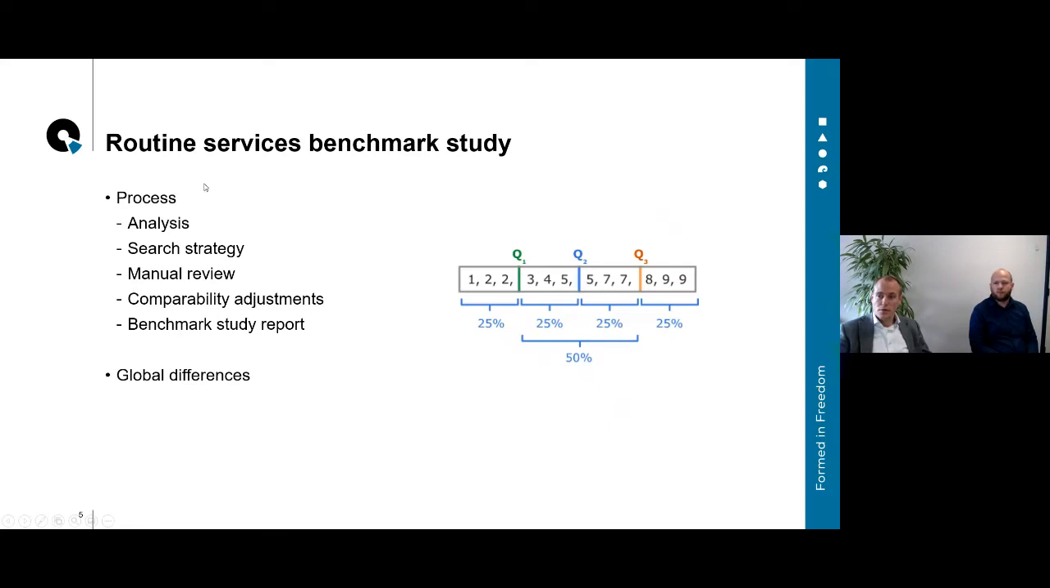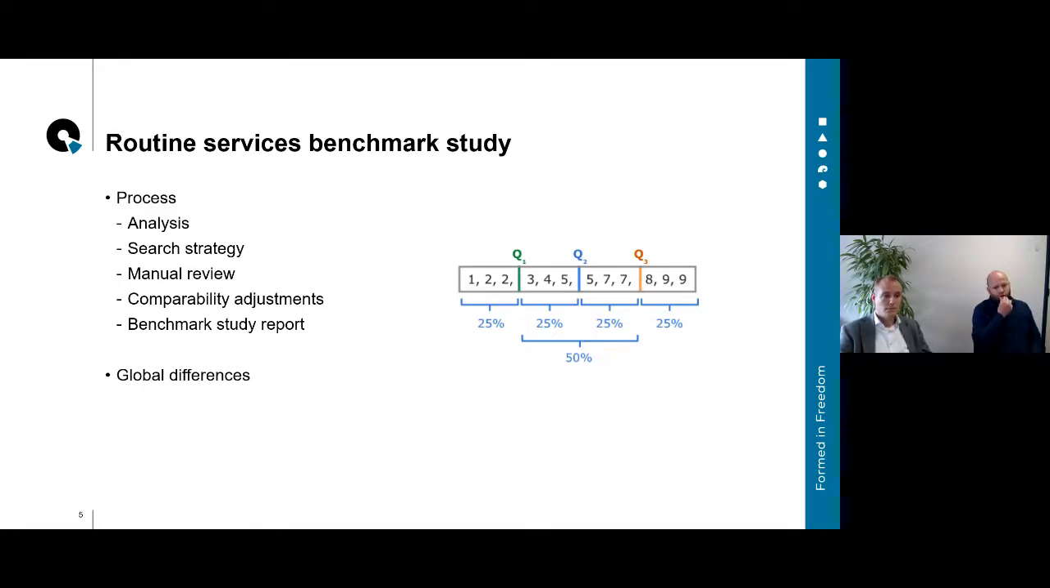Then the routine services benchmark study, as we have called it here, relates to the transactional net margin method for the transfer pricing specialists among us. Remko, can you maybe explain the process of such a study? Well, the process starts with an analysis of the transaction: what are the functions performed, the risks assumed, the assets used. The analysis is based on the available transfer price documentation, if the facts and circumstances didn't change, perhaps an old benchmark study report, and the website of the company can provide additional information.